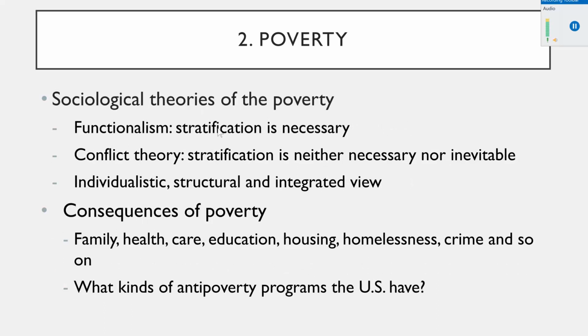There are sociological theories of poverty: functionalism, conflict theory, and the individualistic, structural, and integrated views. Functionalism says that inequality is necessary, but conflict theory says stratification and inequality are neither necessary nor inevitable because of the pervasive inequality in society. The individualistic view blames the individuals, saying they are poor because they are lazy and not motivated.